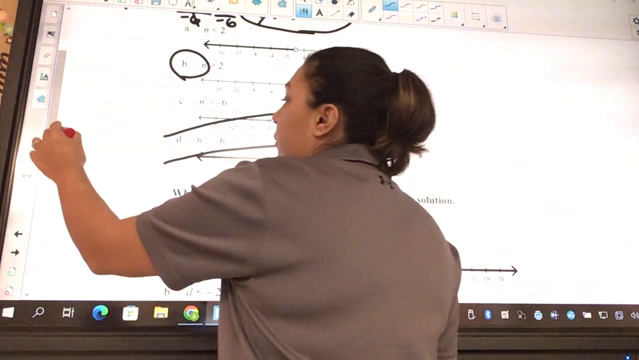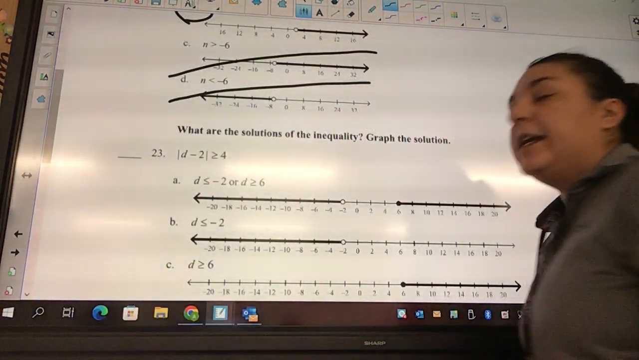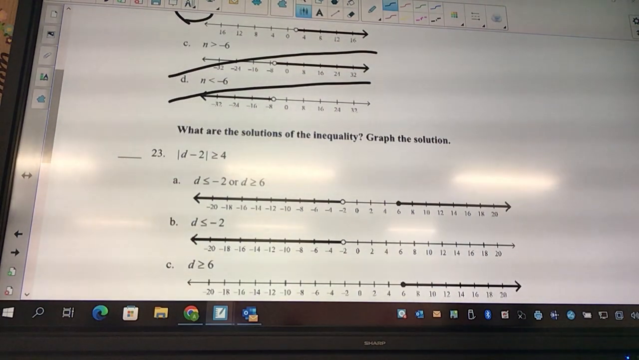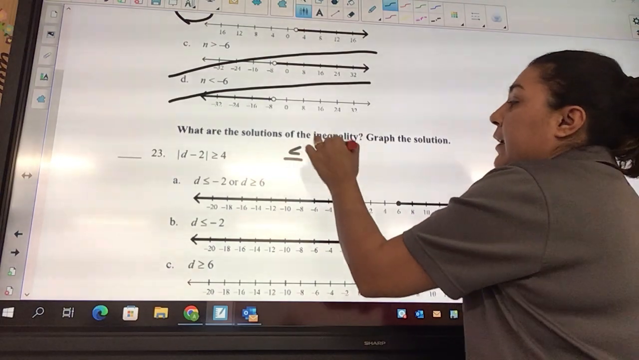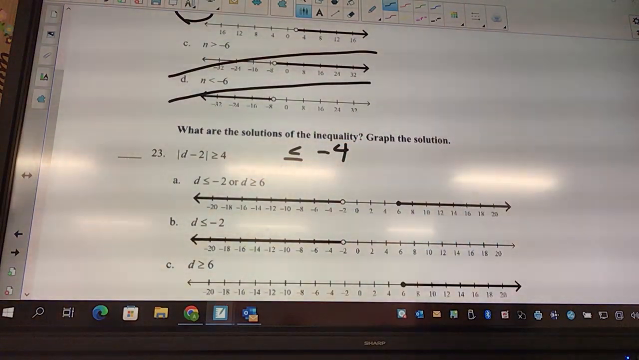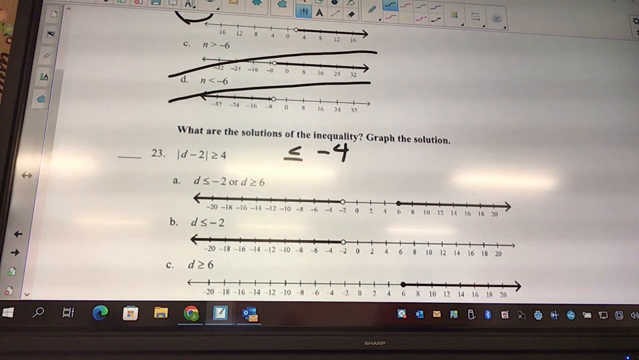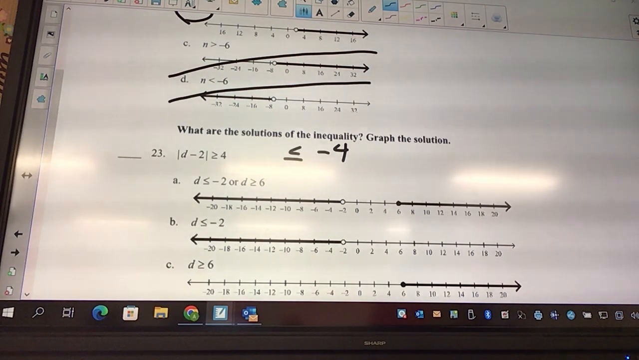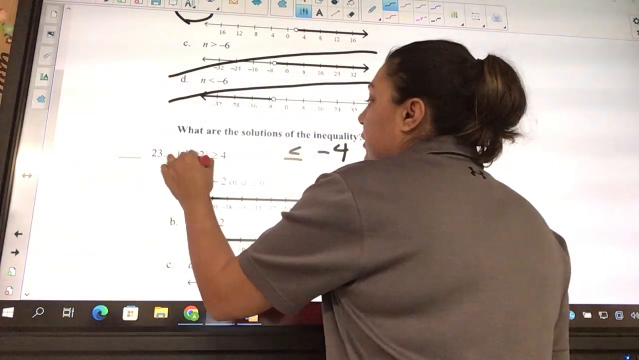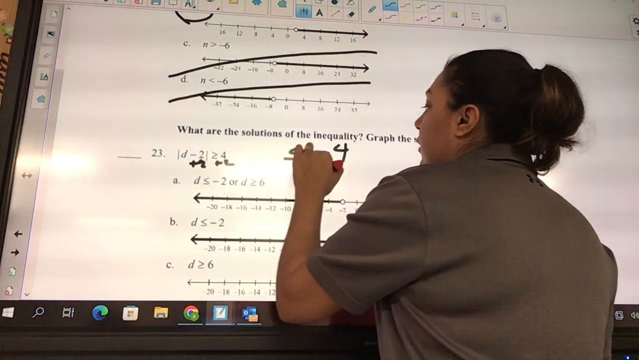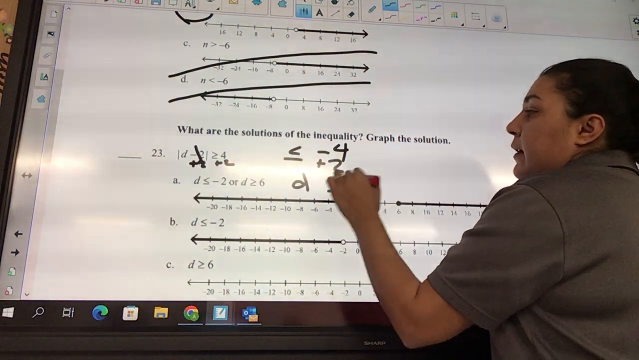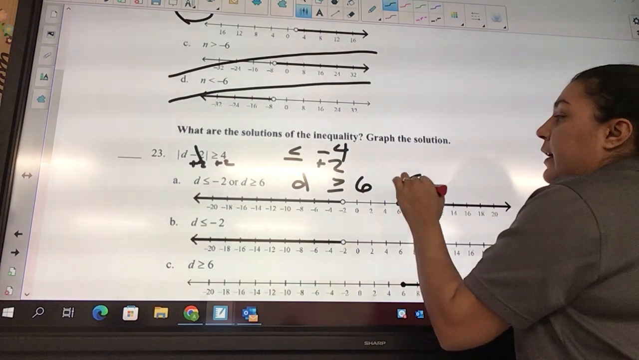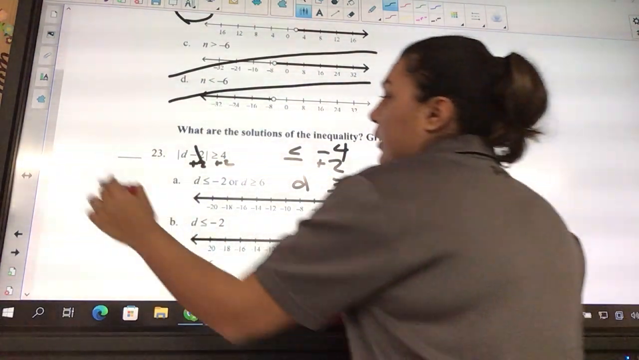Okay, absolute value ones. Is everything inside the bars? Yes, so we can flip it and make it a negative. Now how do I solve for D? Add 2 to all of them. Add 2, add 2, add 2. So I'm going to get D, then I'm going to get 6 and negative 2.